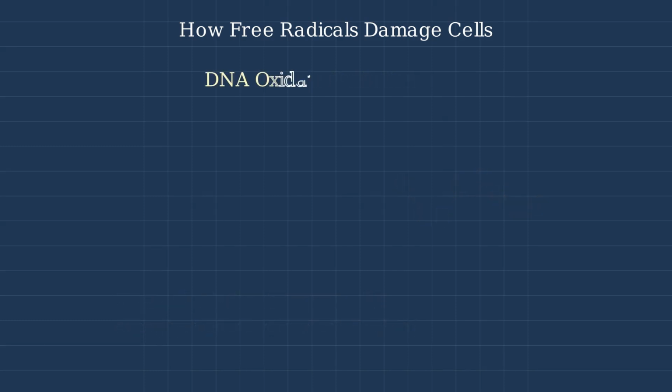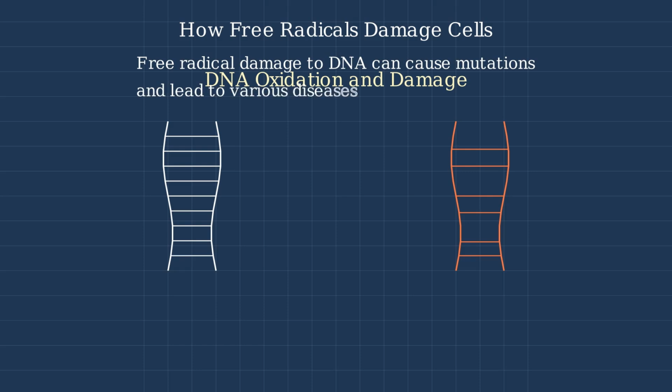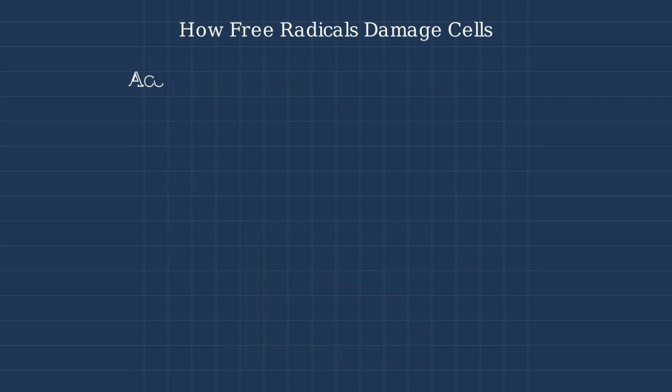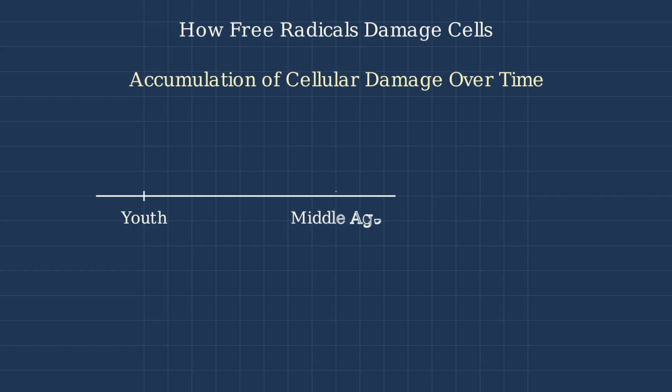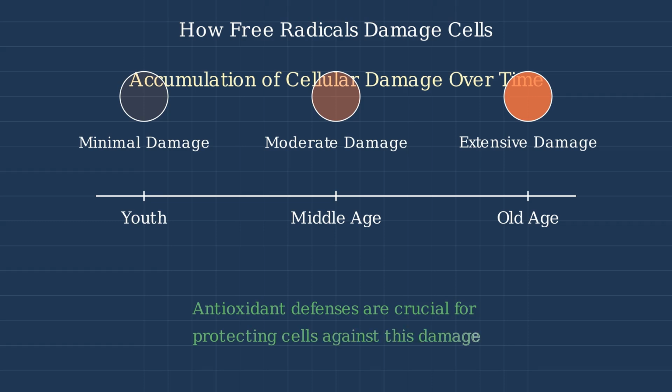DNA is particularly susceptible to oxidative damage. When DNA bases are oxidized, it can lead to mutations. One example is the formation of 8-hydroxyguanine, which causes GC to TA transversions. The damage caused by free radicals accumulates over time, contributing to aging and various diseases. This is why antioxidant defenses are crucial for protecting our cells against the cumulative damage caused by free radicals.